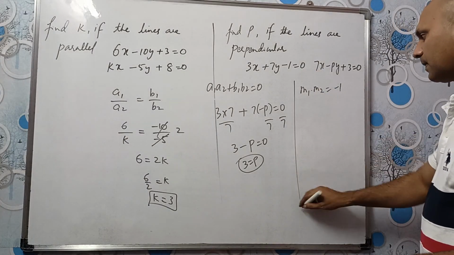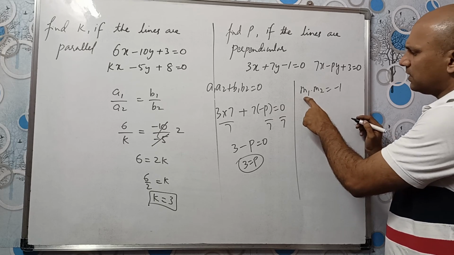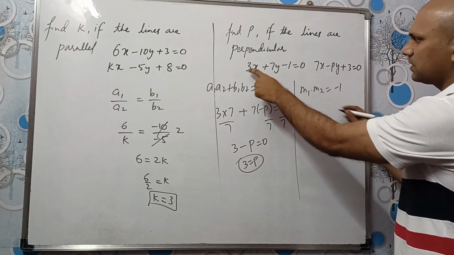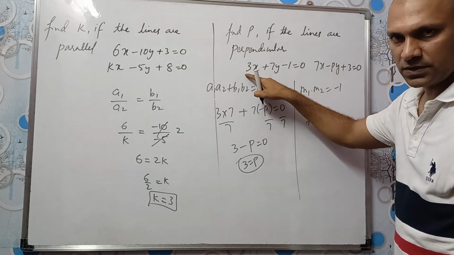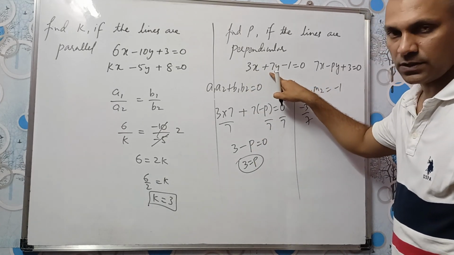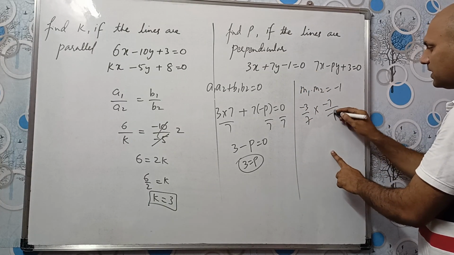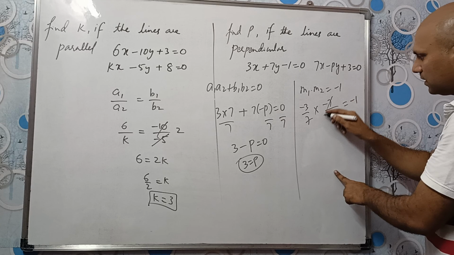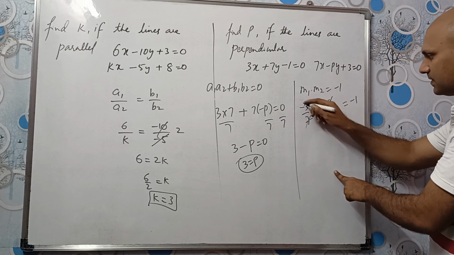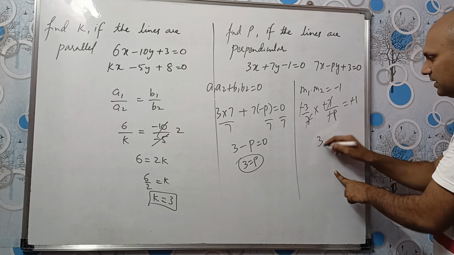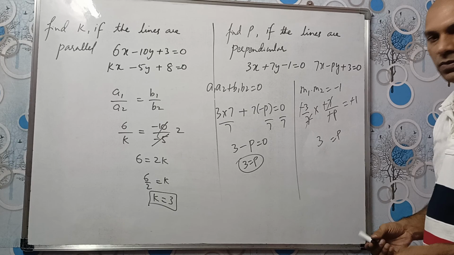Okay, I hope this is clear. Shall we solve this with m1 m2 equal to minus 1? Yes, minus 3 divided by 7, slope of the first line, coefficient of x divided by coefficient of y with minus sign, multiplied by this, minus 7 divided by minus p is equal to minus 1. 7 7 cancel, minus minus cancel, right? Okay, here minus minus will get cancelled. 3 by p will be equal to 1. p goes on the other side, 3 will be equal to p.